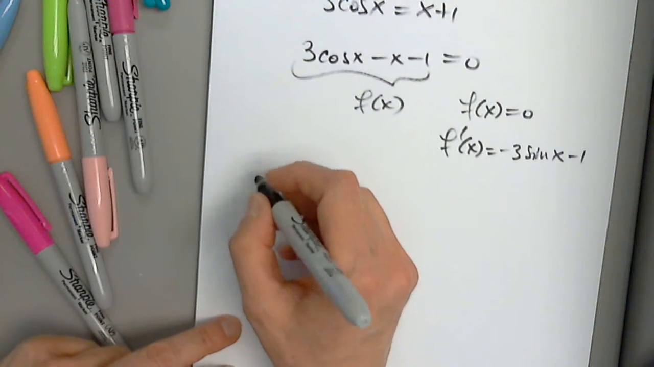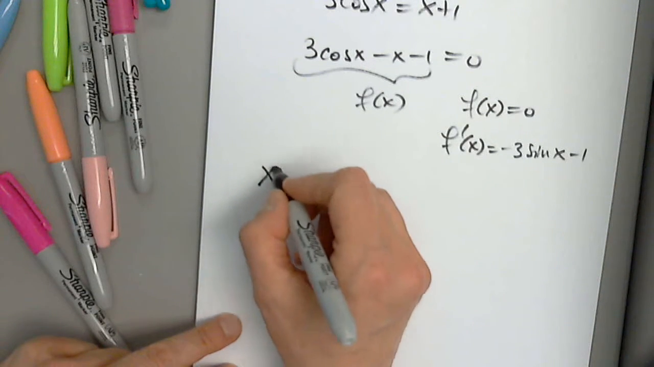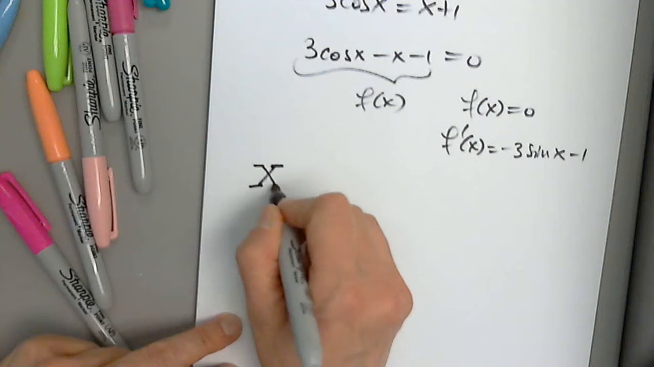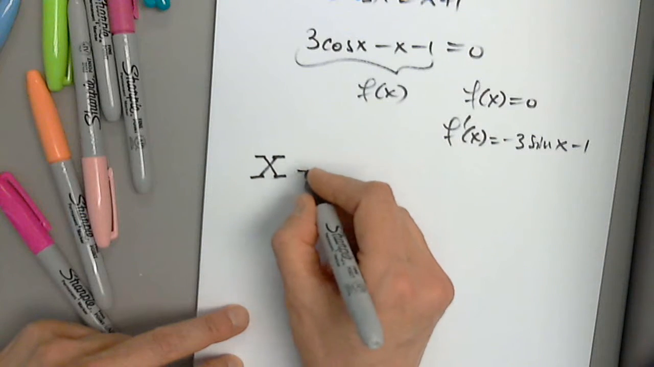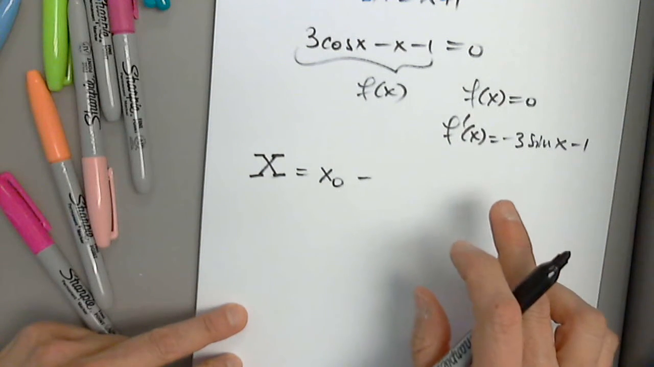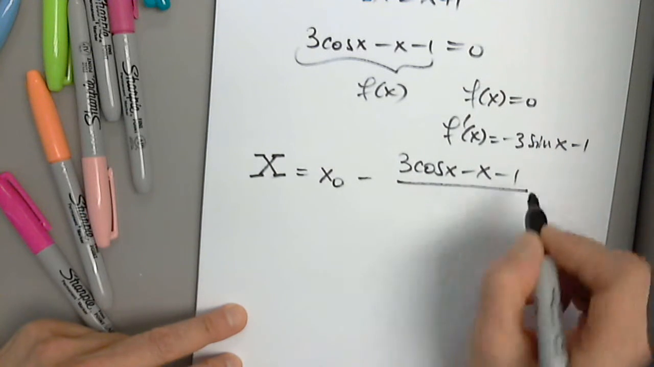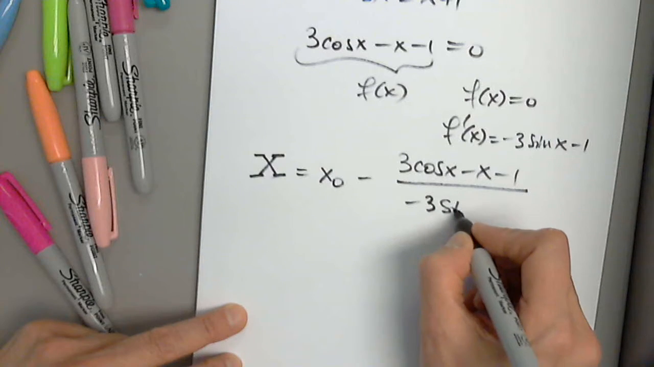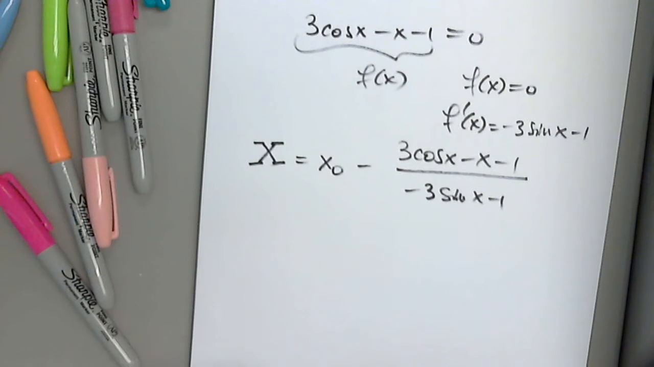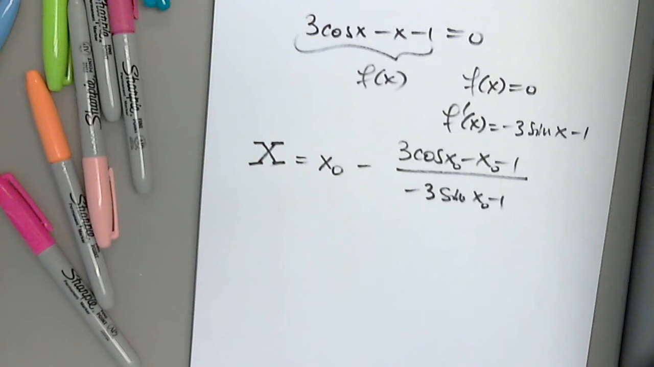I will write Newton's method as x, uppercase, like a function: x0 minus the function 3 cosine x minus x minus 1 over the derivative, negative 3 sine x minus 1. And of course, this will always be x0 as the beginning. The first iteration will be calculated, but I want to put it in as a function.